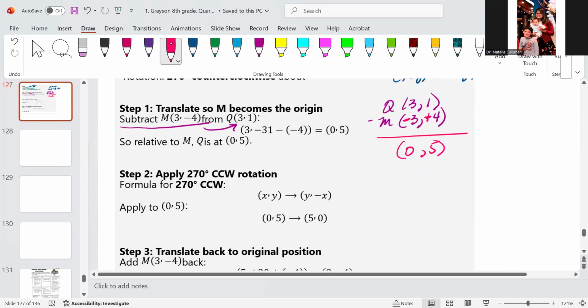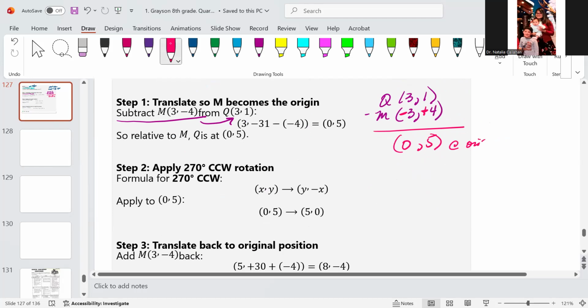Now, this is now at the origin. Do you see that? Because we transformed so that M becomes the origin. So you have to subtract the M from your point. So subtract M, which is not your point, from your point, and your point is Q. So Q minus M. Got it? Just be careful with the opposite signs. Does that make sense? Okay. So now this is your point.